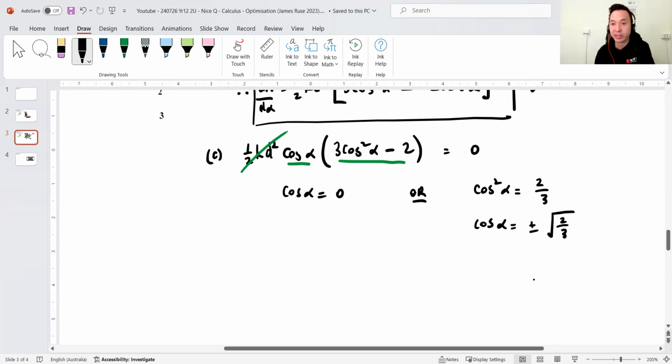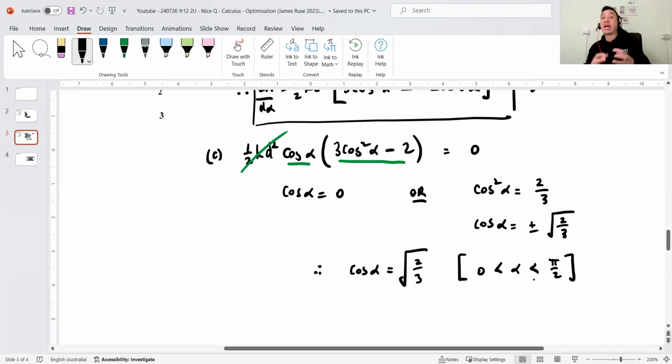It can't be 0 and it can't be negative, right? So therefore cos alpha equals root 2 over 3, because alpha has to be between 0 and 90 degrees. Has to be, diagrammatically. So that's my answer. Now I've got to test it.